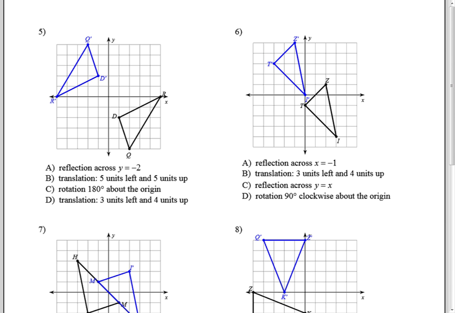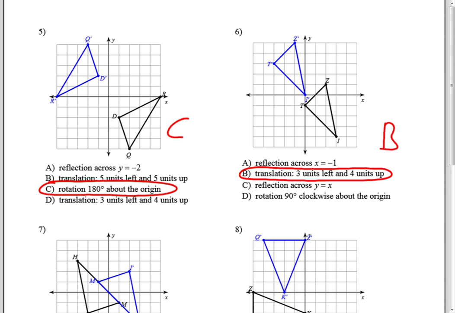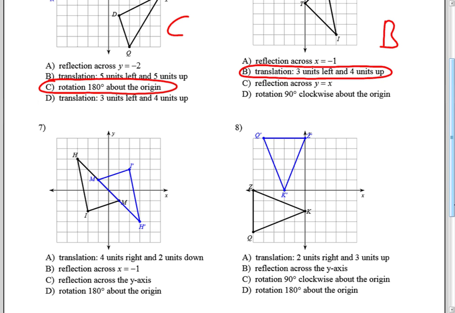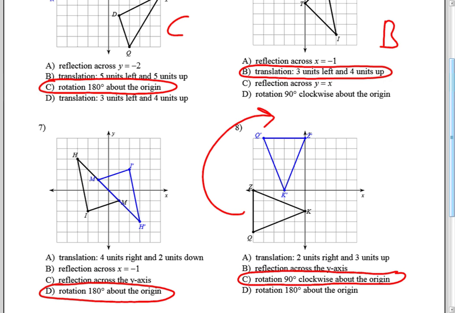Somebody give me all your answers to page 2. Elizabeth. All right, we've got C here. What do you have for 6? Another translation. Number 7. D, a rotation of 180 degrees. And number 8. C, clockwise about the origin. So we're moving this way.